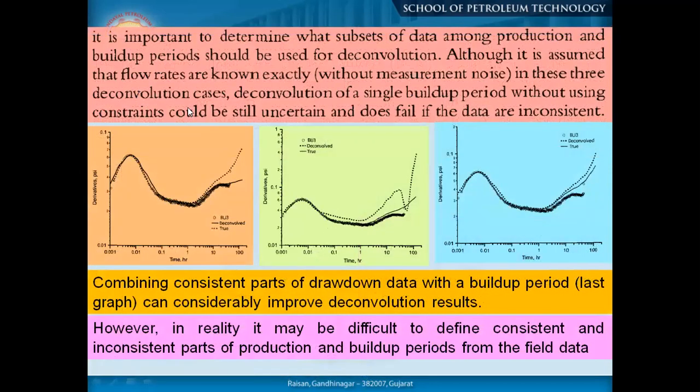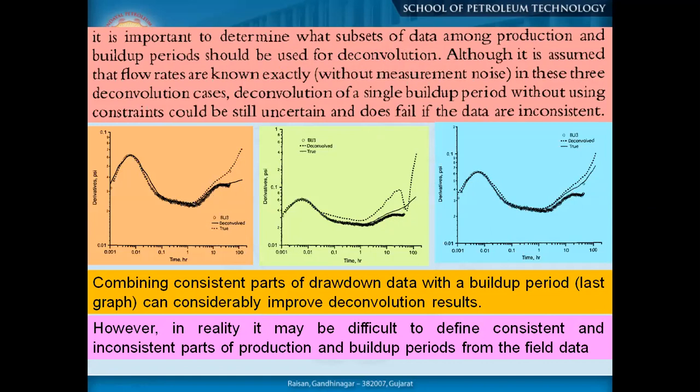So you can see here that I put these three graphs together. In one we consider only the subset of the last build-up. Here we consider build-up 2 and build-up 3 data for our deconvolution, and in the last one we consider the last flow period and the third build-up. So it is important to determine what subset of data among production and build-up periods should be used for deconvolution. This is very important to understand, which subset of data really gives a good match of my actual system.